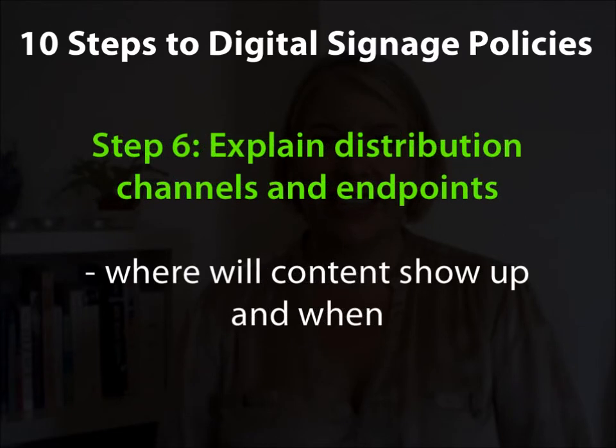Step 6. Explain distribution channels and endpoints. Explain the basic publishing flow, because some content may go out to all displays, while other content goes to just a single screen. Some things might even get sent to desktops or RSS readers for smartphones, so you need to let people know where their message will show up so they can design with that in mind.